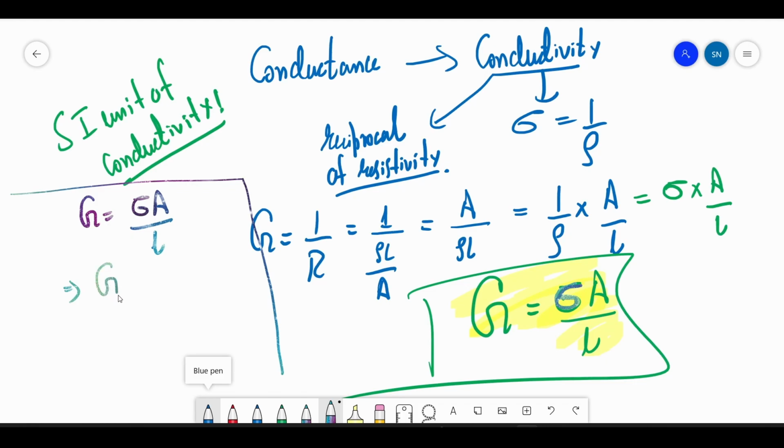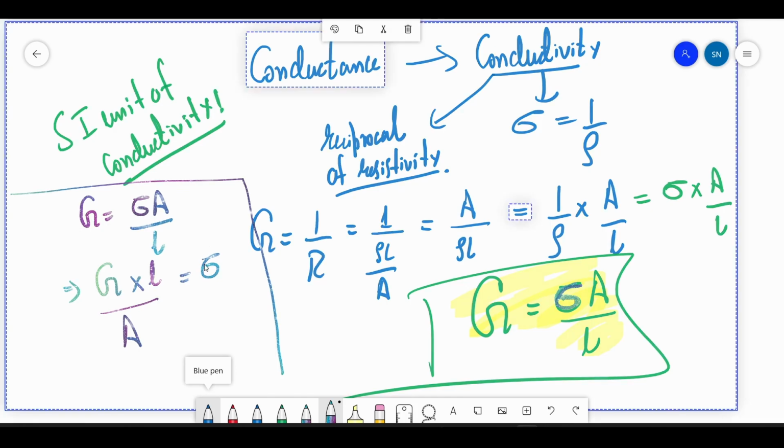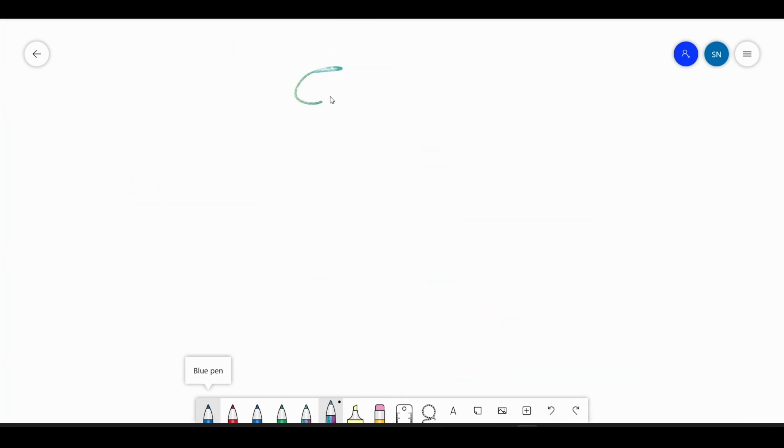So what about this sigma? You will make sigma the subject. This L is in the denominator, transpose it to the other side, it will be in the numerator. This A is in multiplication, transpose it to the other side, it will be in the denominator. Then you will have sigma. So sigma will be equivalent to G into L upon A.